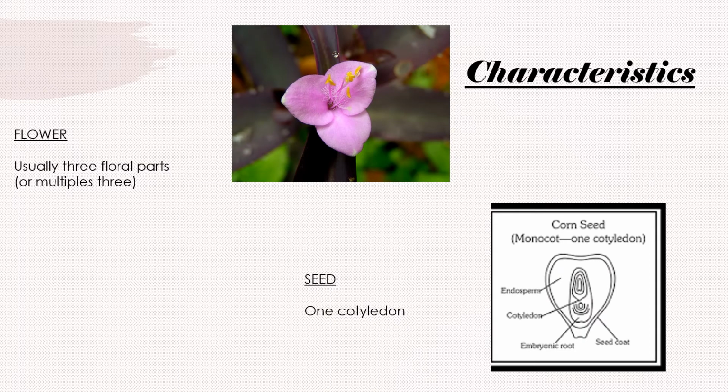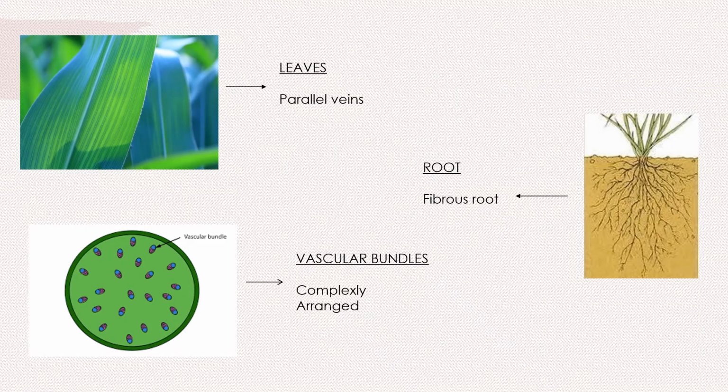There are a few characteristics that can be used to identify monocots. First, the flower usually has 3 floral parts or multiples of 3. Then, the seed has only one cotyledon. The leaves have parallel veins. The roots are fibrous, and the vascular bundles are complexly arranged, not arranged in a regular pattern.